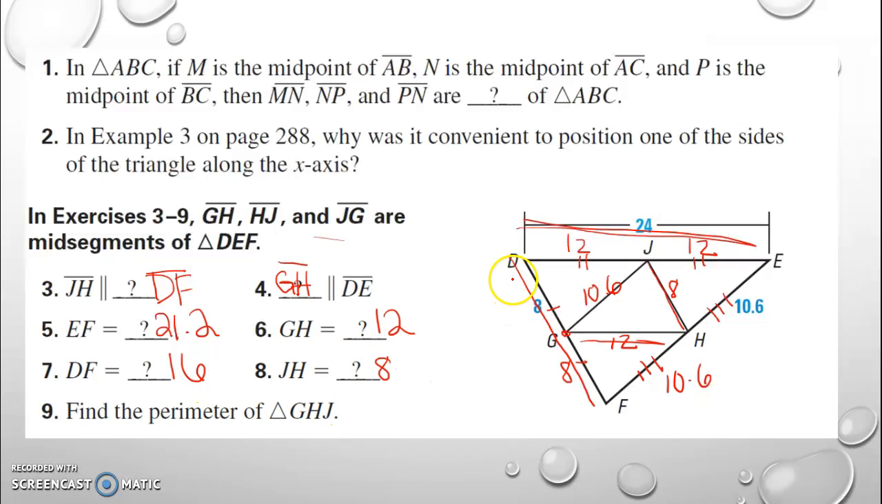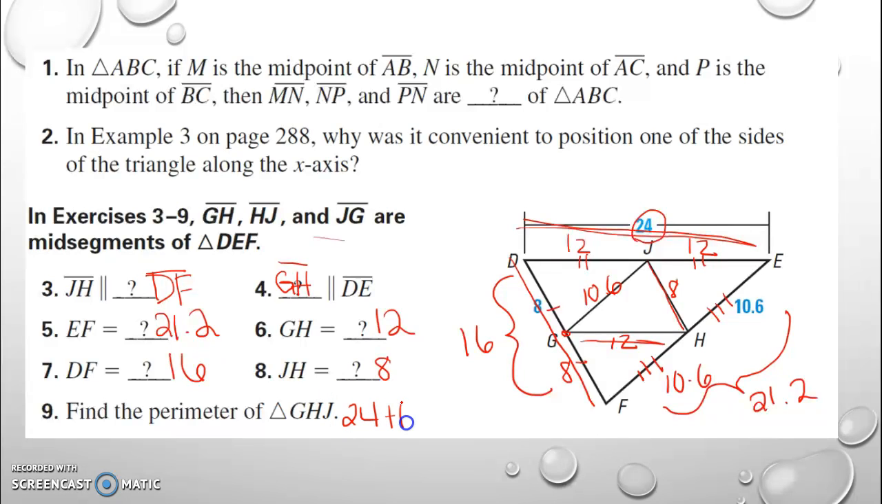And to find the perimeter, this side is 16. This side we're told is 24. And this side we said was 21.2. We can add all those up: 24 plus 16 plus 21.2. And that would give us 61.2.